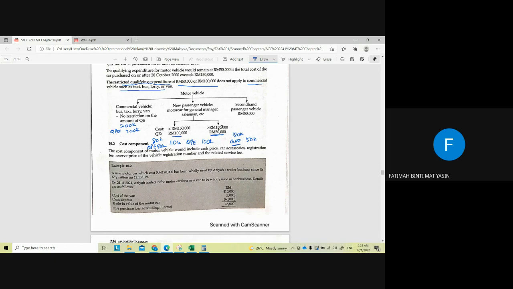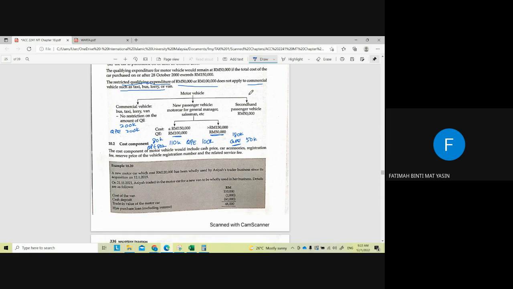capital allowance. So why the government provides these regulations is because the government wants to encourage Malaysian people to purchase local cars, because the value of a local car is less than 150,000. So to encourage people to purchase local cars, the government provides this regulation. That is one of the reasons why.